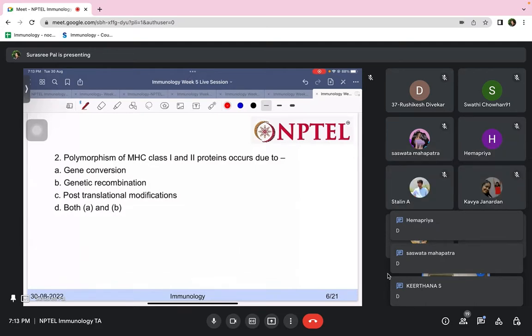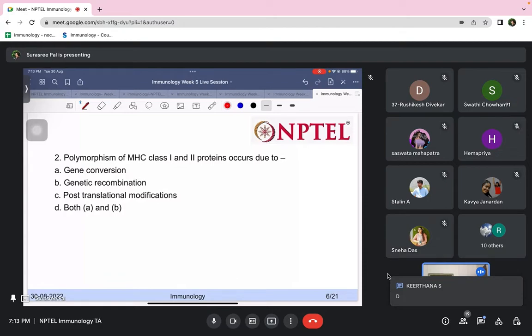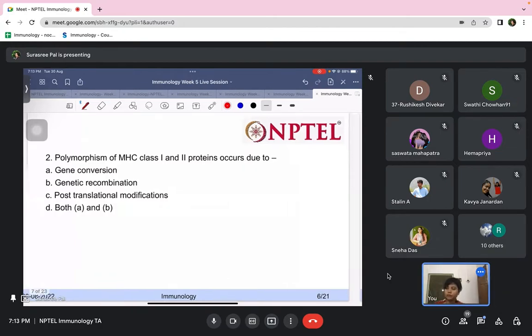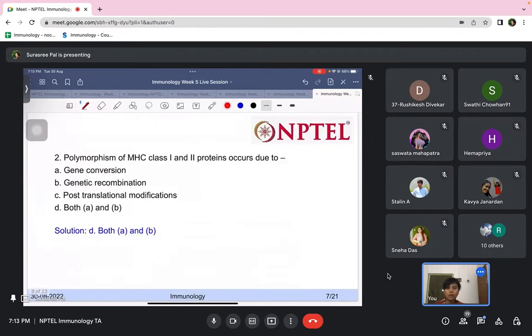Okay, most of you are answering D, which is both gene conversion and genetic recombination, which is the correct answer. Not post-translational modification. Post-translational modification does not have a role in this kind of polymorphism.